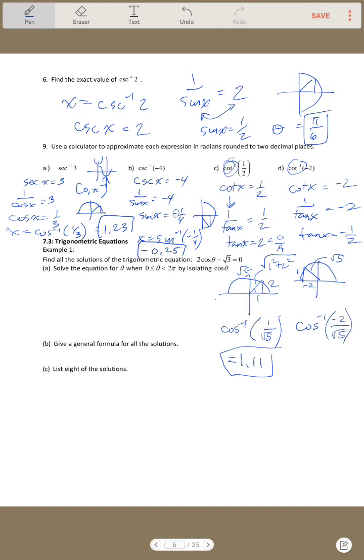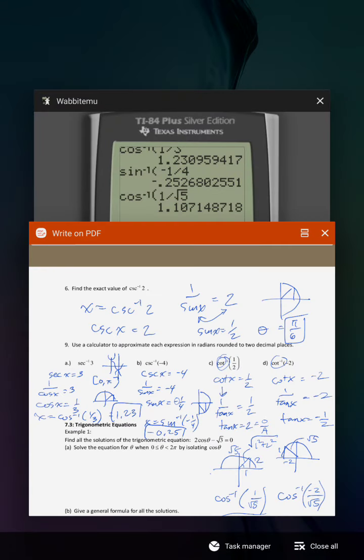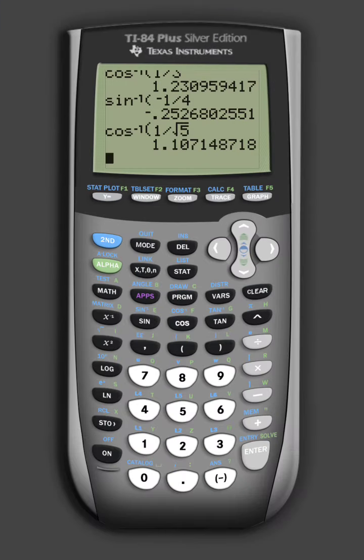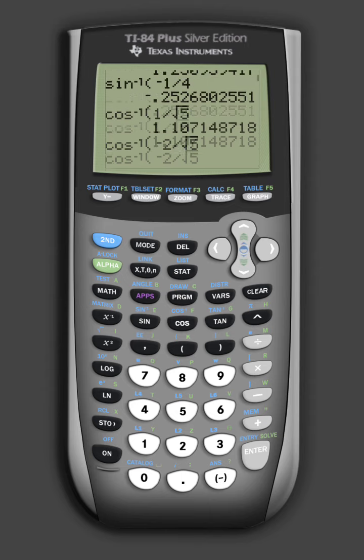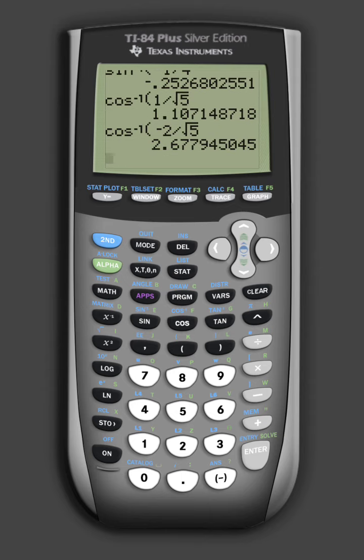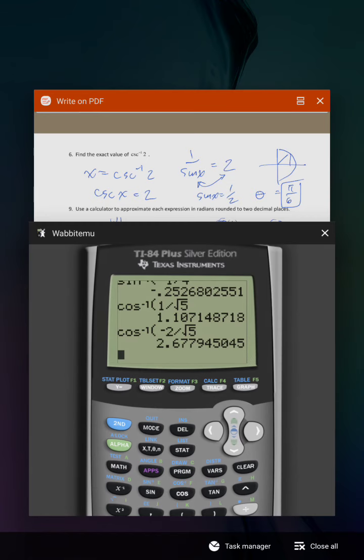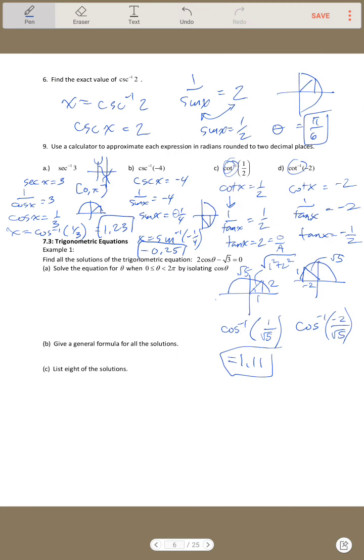Okay, so if we go ahead and type that into our calculator now, we do second cosine inverse of negative 2 divided by square root of 5. We'll get a value of 2.68, basically. Okay, so this value is 2.68.